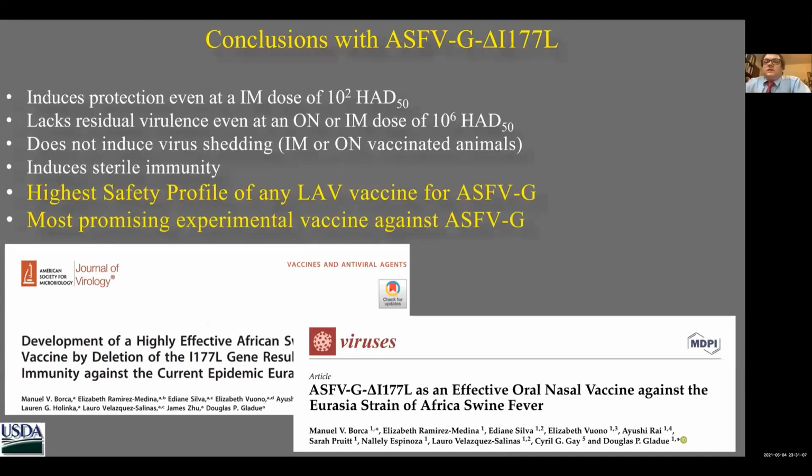So just to summarize with delta I177L, it induces protection even at an intramuscular dose of 10 to the 2. It lacks residual virulence even at an oral nasal or intramuscular dose of 10 to the 6. It does not induce virus shedding in either group. It induces sterile immunity, has the highest safety profile for any live attenuated vaccine that protects against African Swine Fever, Georgia, and to date is the most promising experimental vaccine.